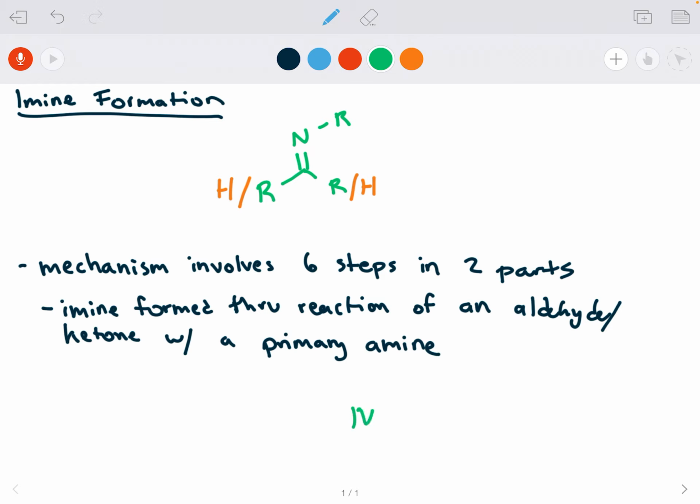Right, the primary amine is going to be, draw that a little better. The primary amine has 1 R group, 2 hydrogens, and a lone pair. That's the nucleophile that reacts. It has to be a primary because if it's not primary, that will be a different reaction.